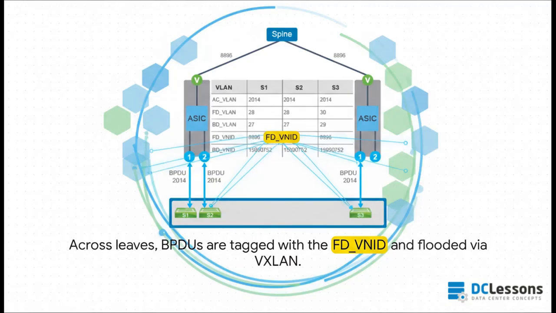Now, this is where things get really cool. What happens when your switches are on totally different leaves, maybe even in different racks? The BPDU comes into that first leaf, and ACI wraps it up inside a VXLAN packet. It gets tagged with the special identifier, the fabric domain VNID. You see it here as 8896. Think of that VNID like a special postal code that tells the fabric, flood this packet to all the other leaves that care about this Layer 2 domain. For Spanning Tree, it's like all those external switches are just connected by one long invisible cable.